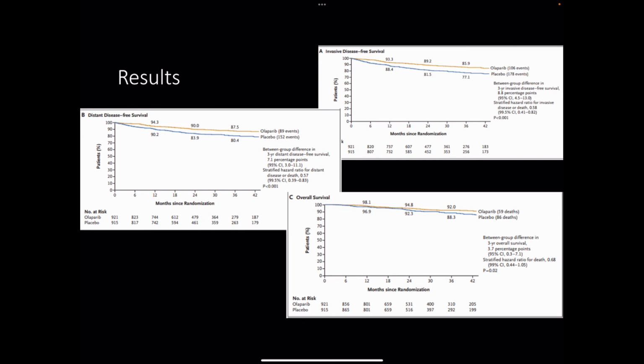And as Emily explained earlier, distant disease-free survival basically means when someone is surviving and then has a recurrence of the cancer. And then the final chart is the overall survival, and that just is basically a combination of the 2 charts. And it shows that overall, 92% of people who received Olaparib versus 88.3% who received placebo had survival.